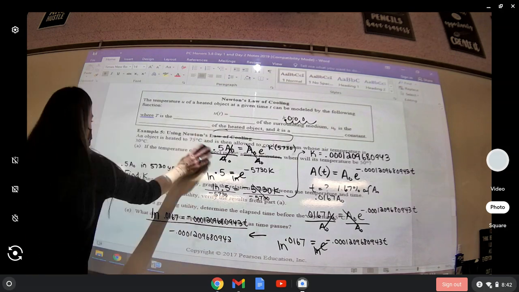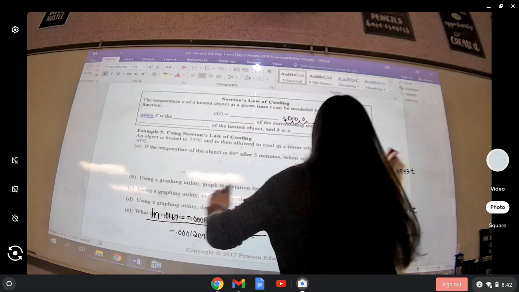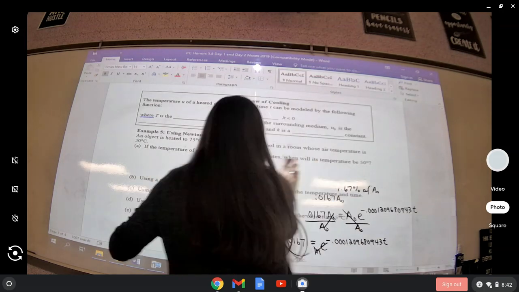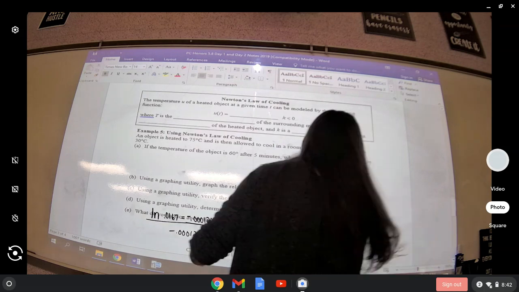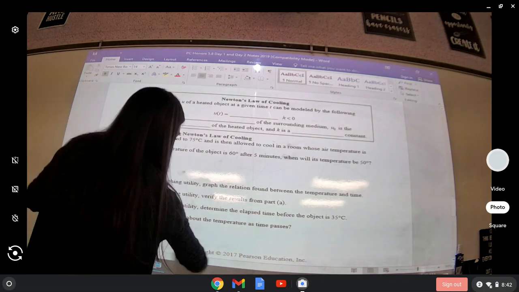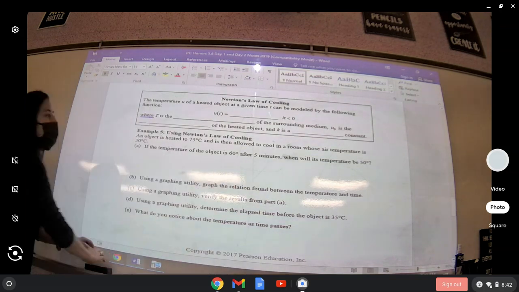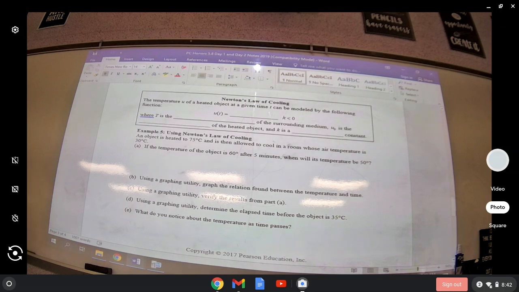All right, let's look at Newton's law of cooling. The answer is the natural log of 0.0167 divided by that K, that really ugly decimal. Oh, that's it? That's it. That gets you time. Right, okay. All right, I don't want to copy this formula down wrong.